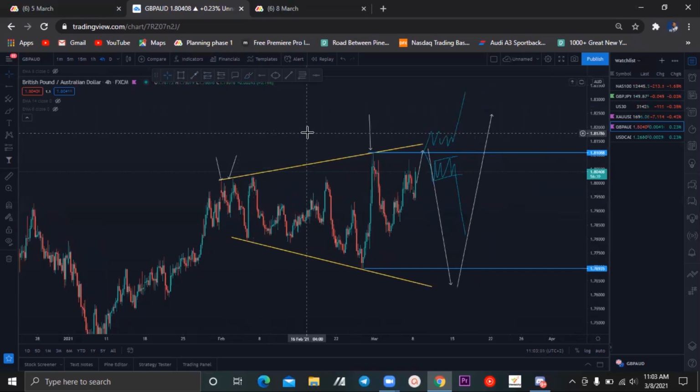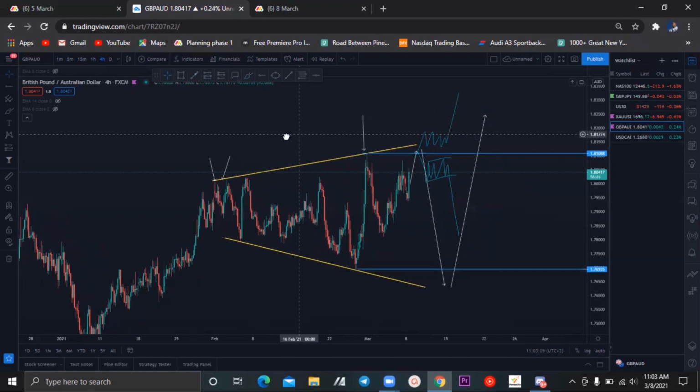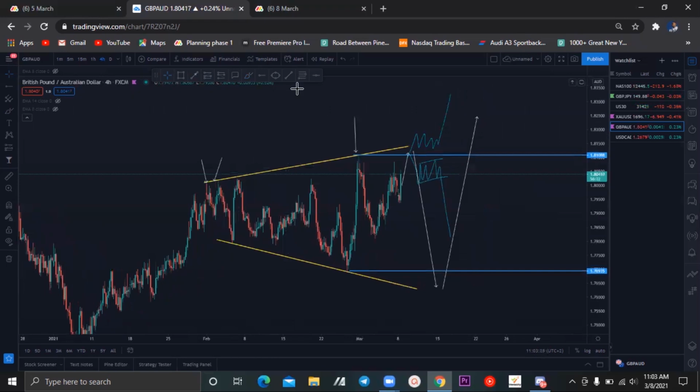Remember, one tip I can just give you quick. Don't be a trader that is predicting the market. Be a trader that is reactive to what the market is doing.